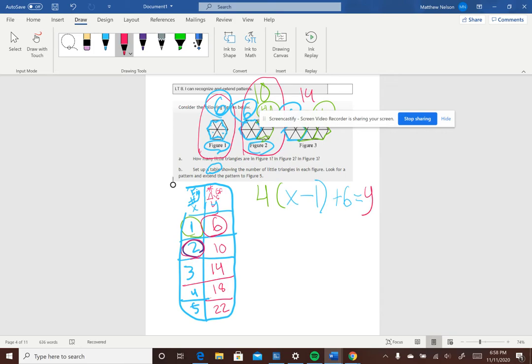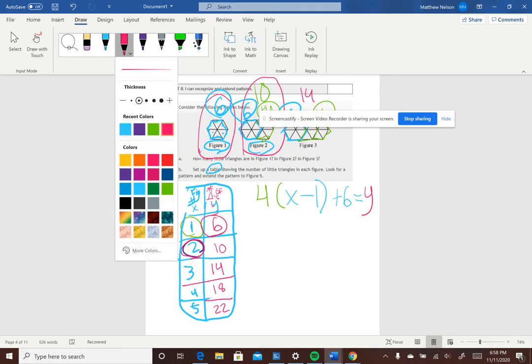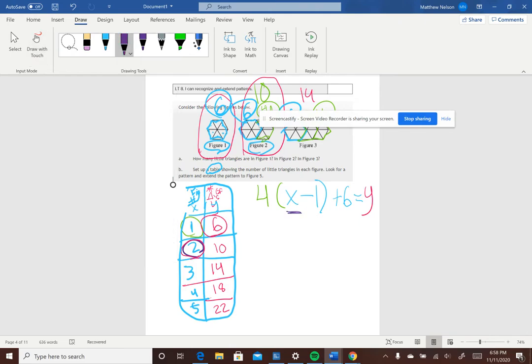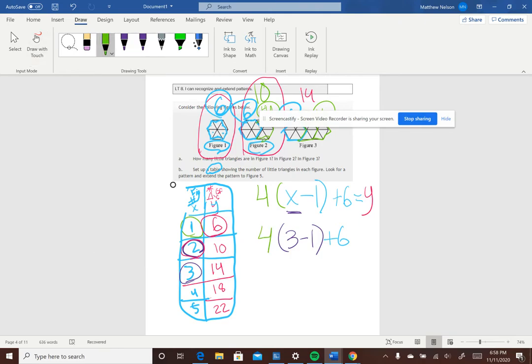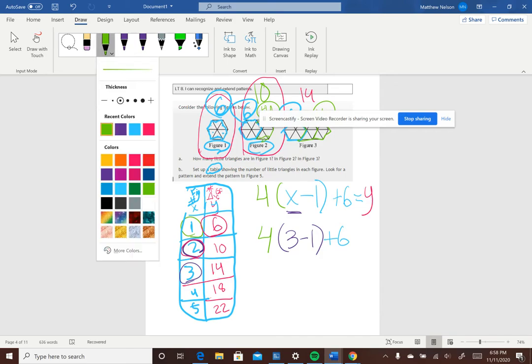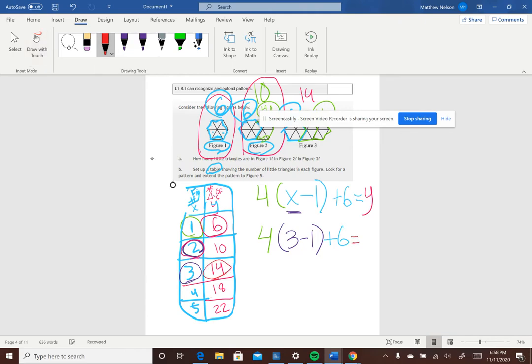So here, if we plug in a number for x, and we'll do this in purple because I like purple. Let's go ahead and plug in, say, 3. So I'm going to substitute in 3 for x. And now my equation looks like 4 multiplied by whatever 3 minus 1 is, plus 6. That is going to give me my y, which in this case for 3 would be 14.